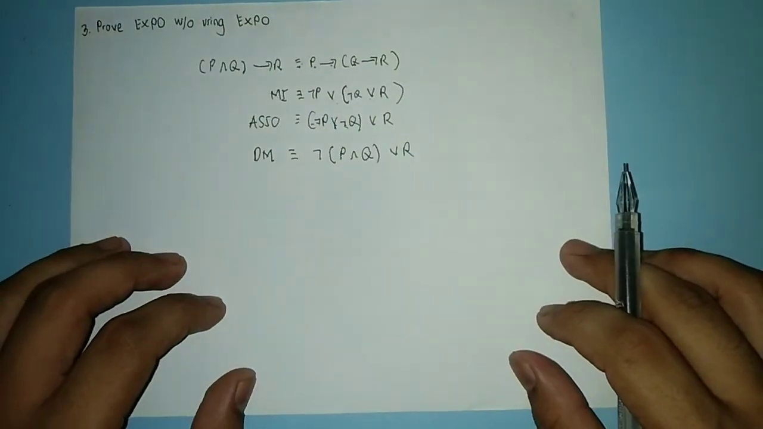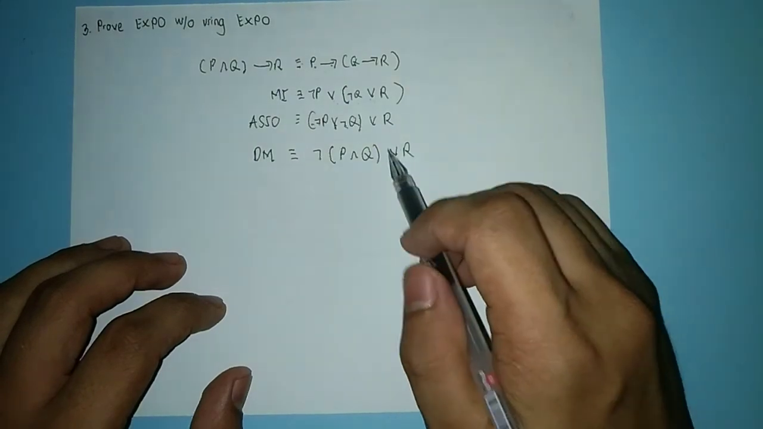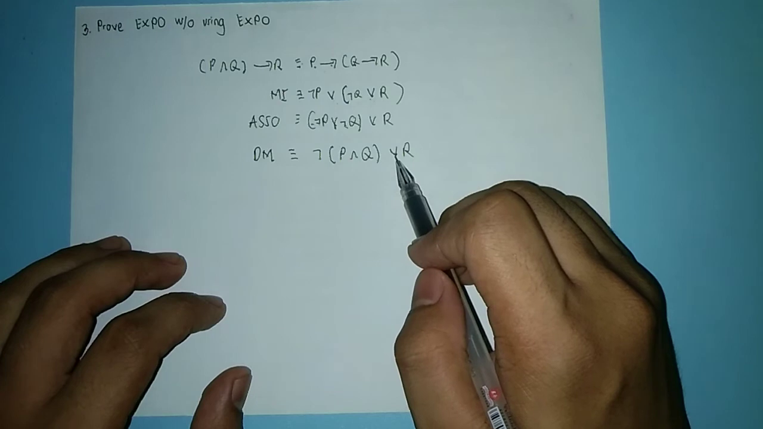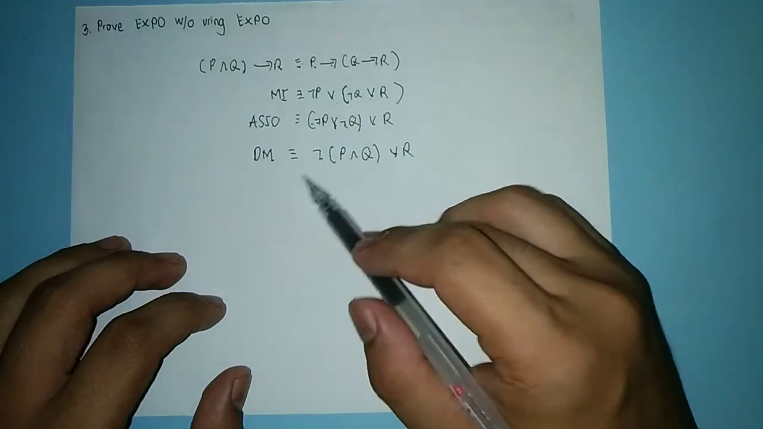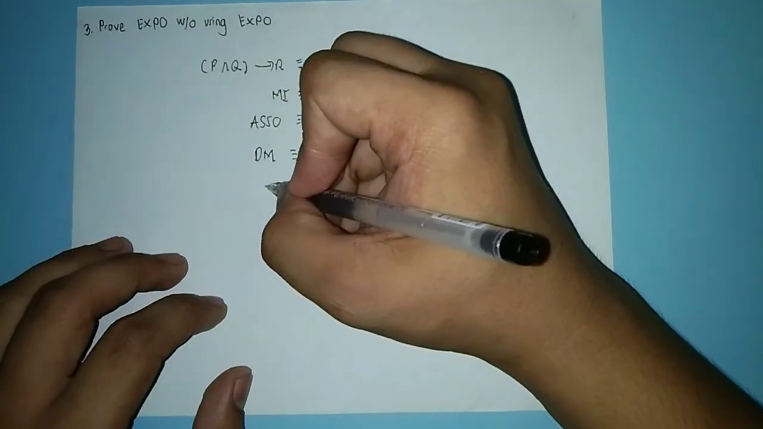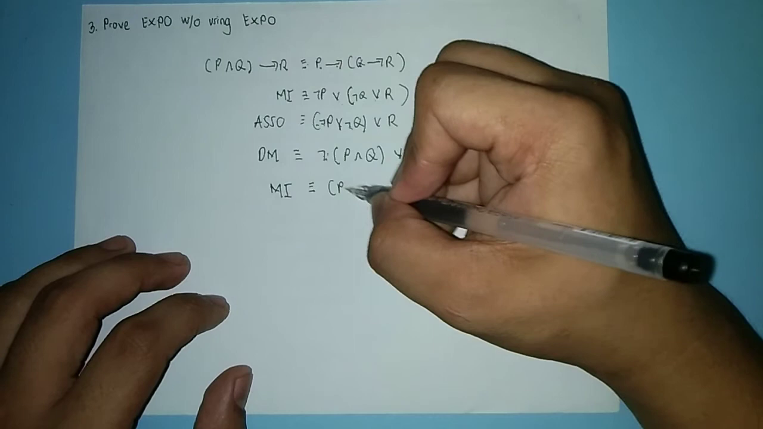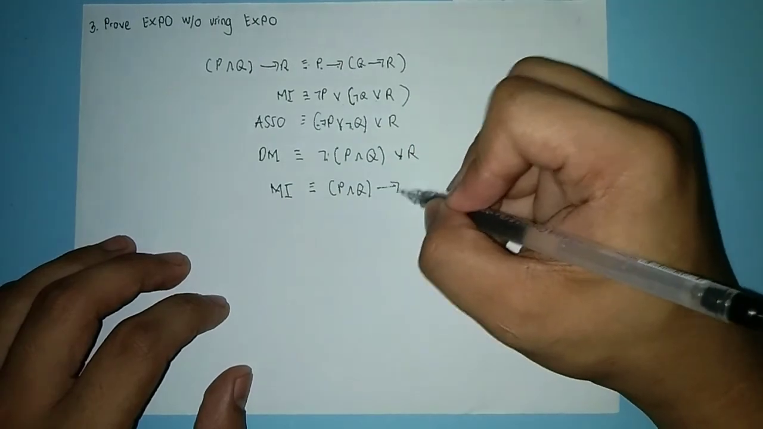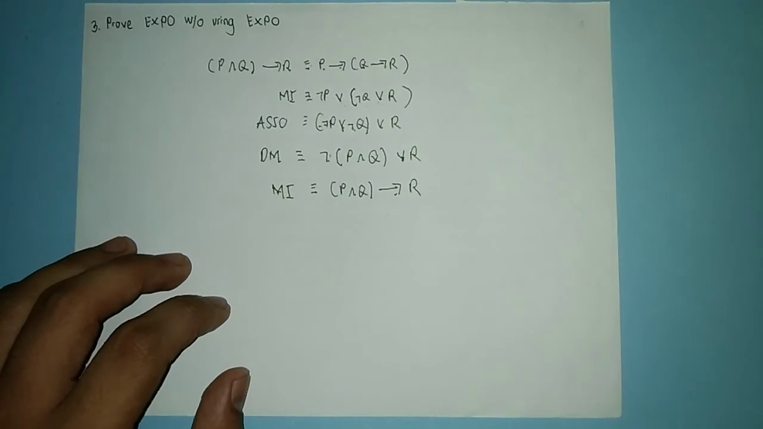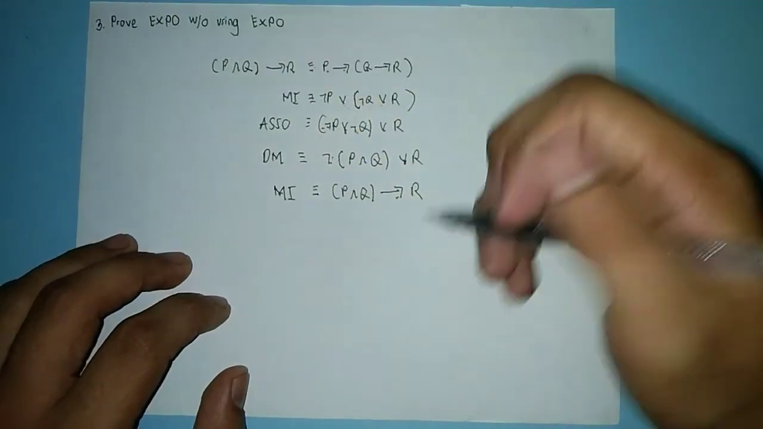Next, I can use material implication again since this is an or. We can make it an implication, but the not is removed. So, material implication, this will be logically equivalent to P and Q implies R, from or to implies by material implication. And as you can see, we have produced the left side. So, this is done.